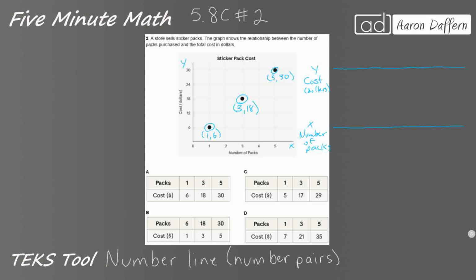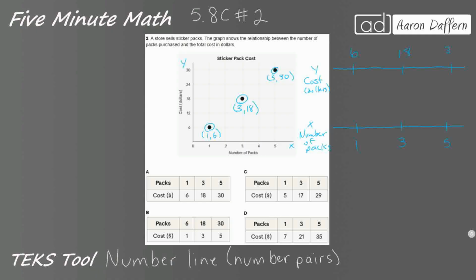And then what we're going to do is we're going to just match up the pairs, right? So for one pack, all right, let's make that 1 pack rather than 6. There we go. 1 pack is going to cost me $6. For 3 packs, that's going to cost me $18. And for 5 packs, that's going to cost me $30.